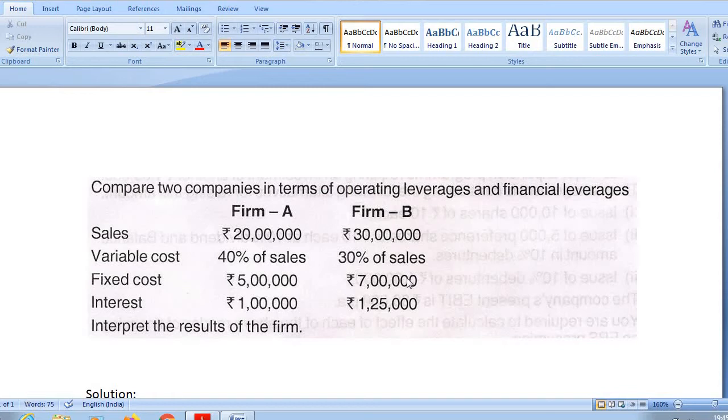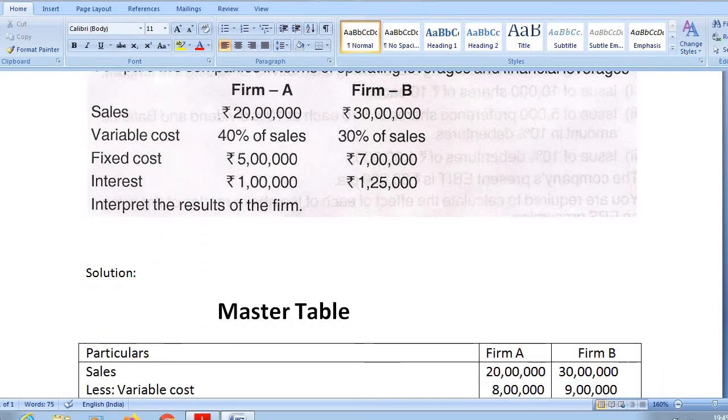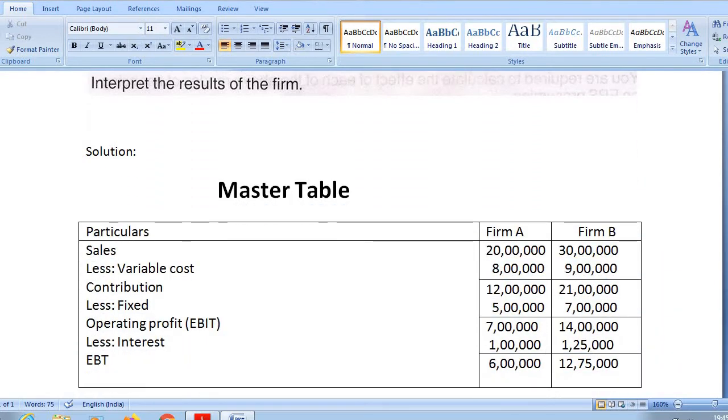Whenever you need to solve any problem on leverages, first and foremost you need to prepare the master table. So let us discuss the master table. The master table is the base for calculating the leverages as well as the earnings per share. See, particulars: firm A, firm B.